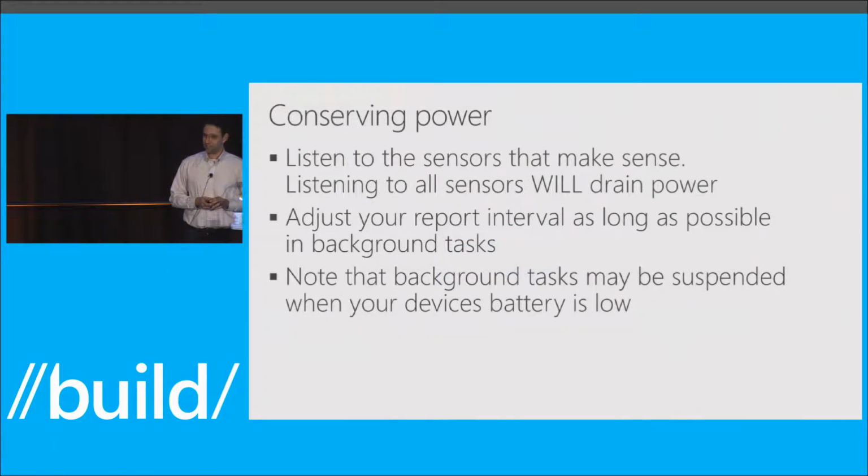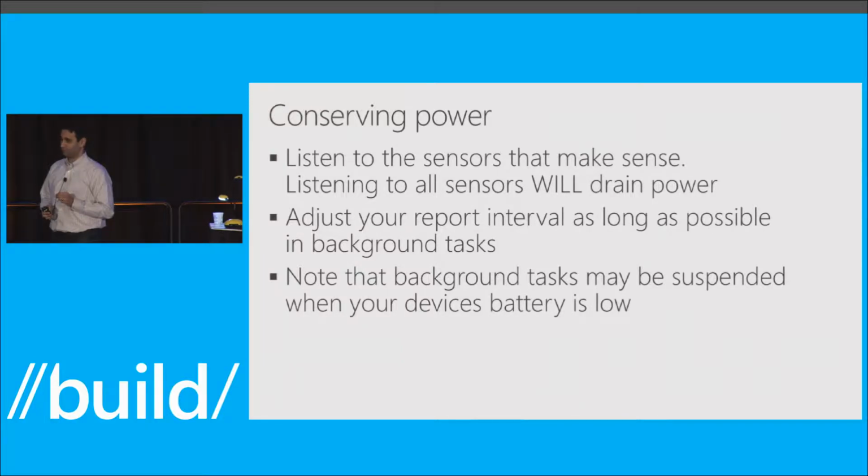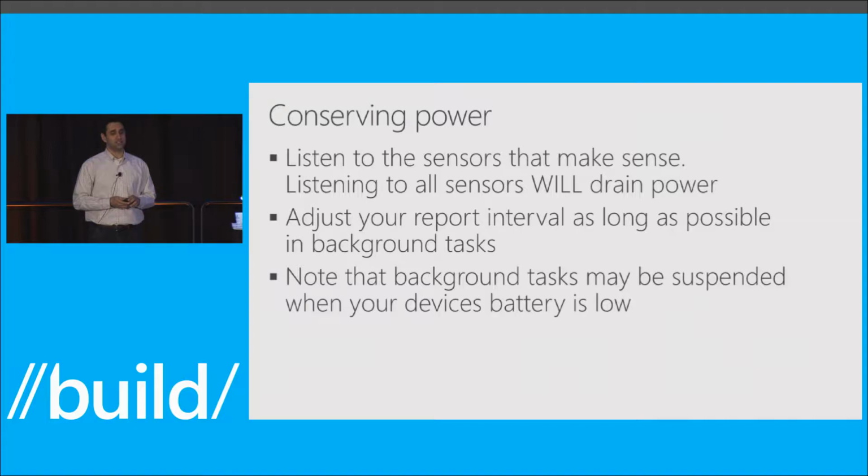The next one, as I said, was conserve power. I keep repeating this. This is near and dear to me. Our customers care about this. A poorly written app that doesn't conserve power almost always gets identified by the user very quickly, and those are not the kinds of comments you want to see in the store. So the first thing is listen to the sensors that make sense.